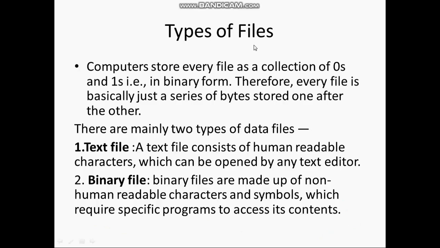There are two types of files. You know that all the data are stored in the binary form. They are nothing but a collection of zeros and ones. Every file is basically just a series of bytes stored one after the other. Mainly there are two types of data files, text file and the binary file.